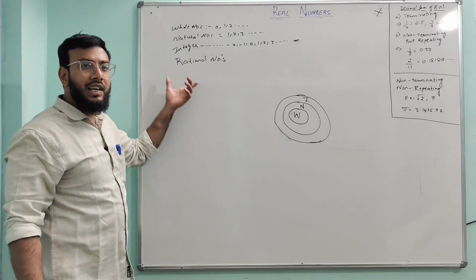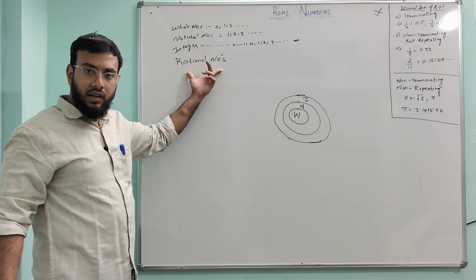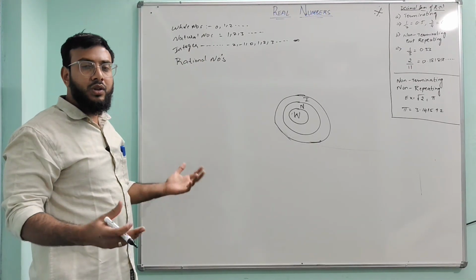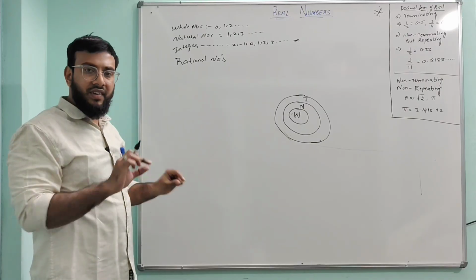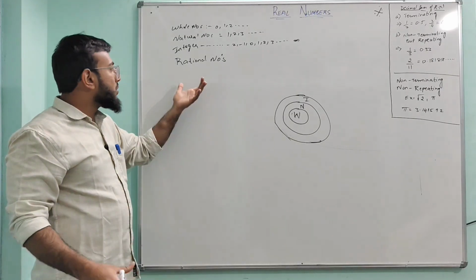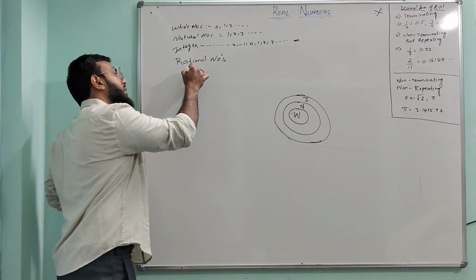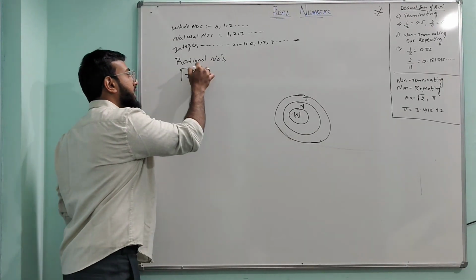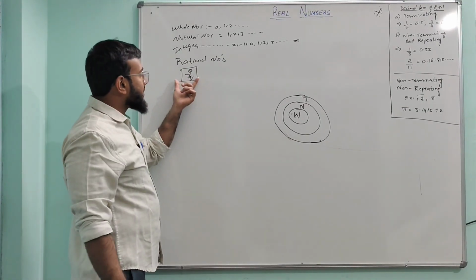Even you have heard this in class 9 standard. Definition of rational number: rational numbers are represented in the form of P by Q, where Q is not equal to 0. These sentences we have read. Let us understand what it is. It is represented in the form of P by Q. We don't know exactly what it is, so let us understand this with an example.